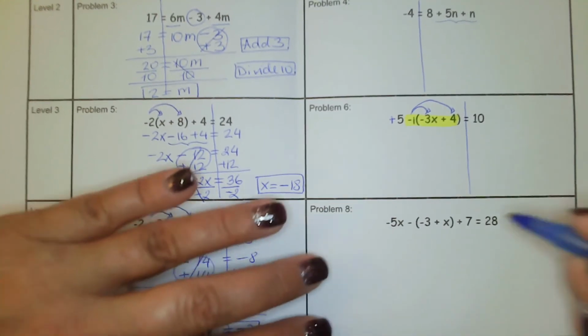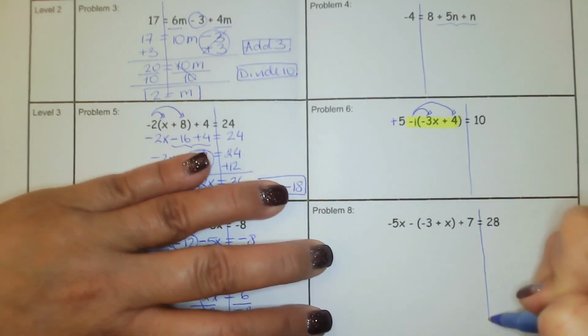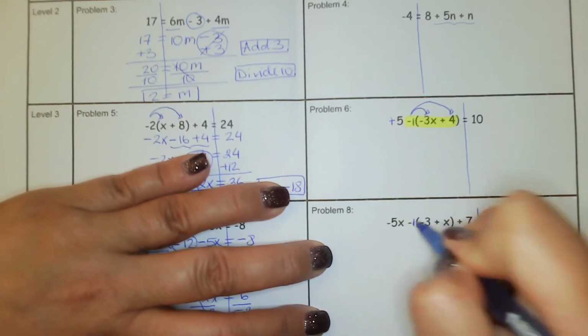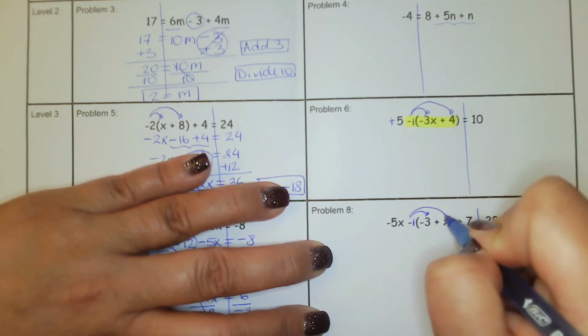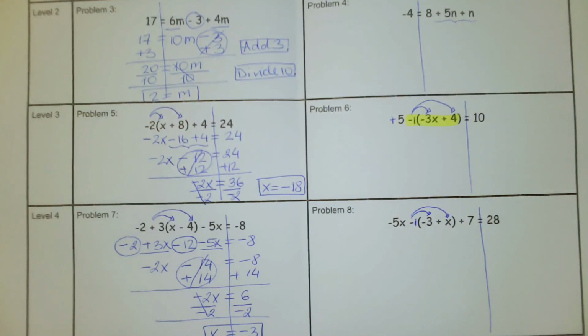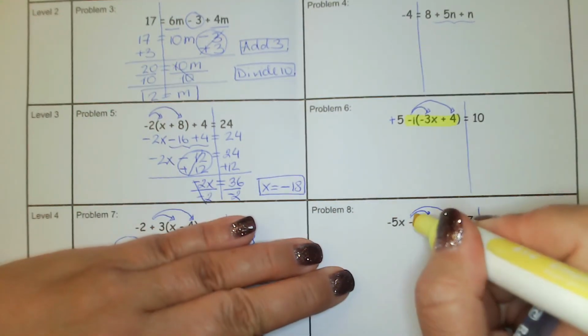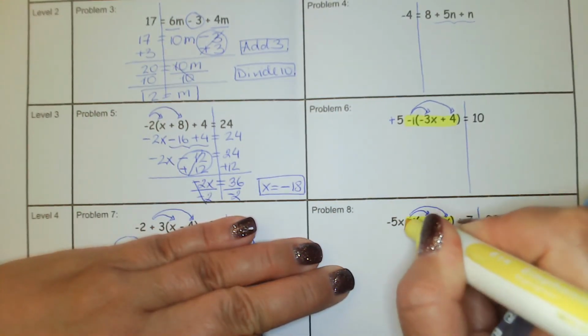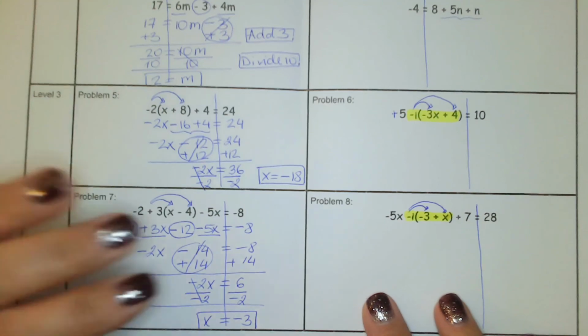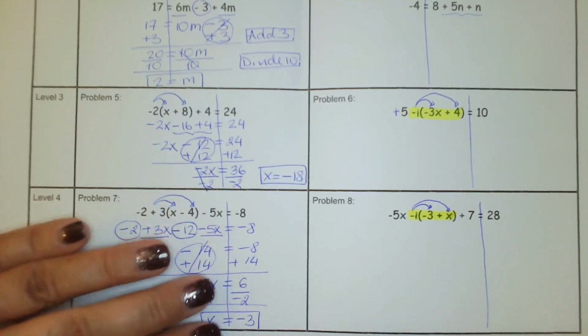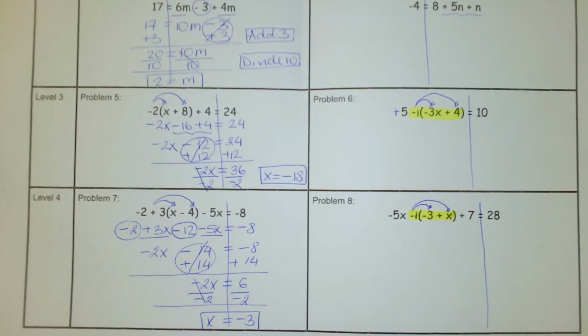And problem 8 has the same hidden negative 1 right there. In order to distribute, you're going to multiply negative 1 times negative 3 and negative 1 times x. After that, combine the like terms and solve. Give that a try. We'll check our answers in class.